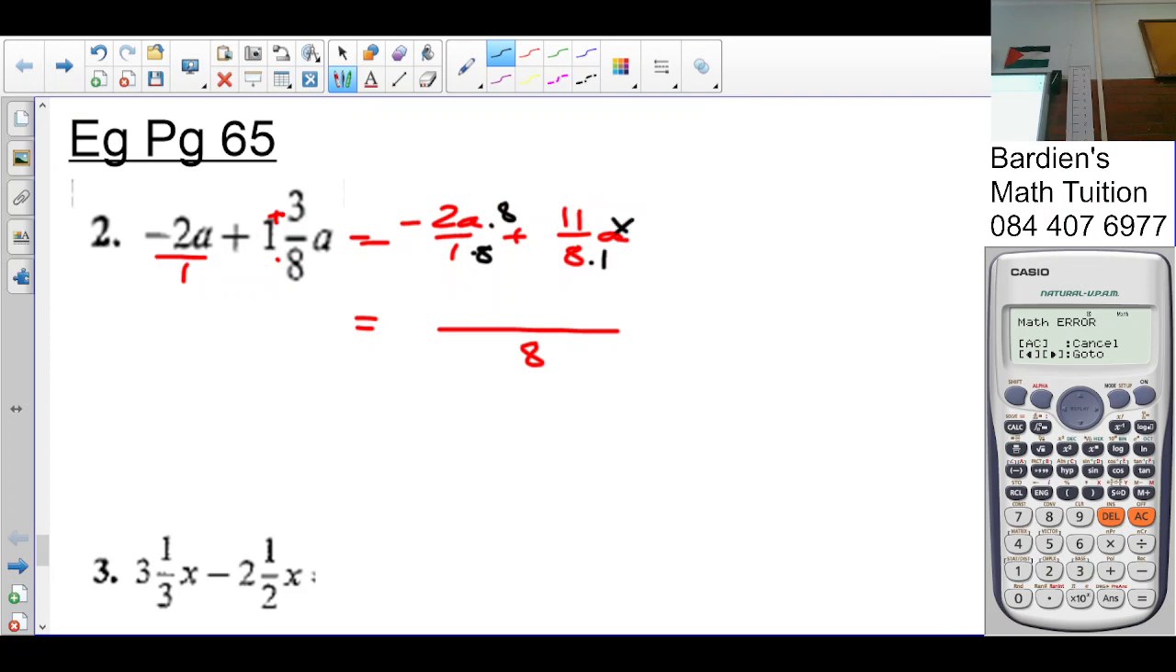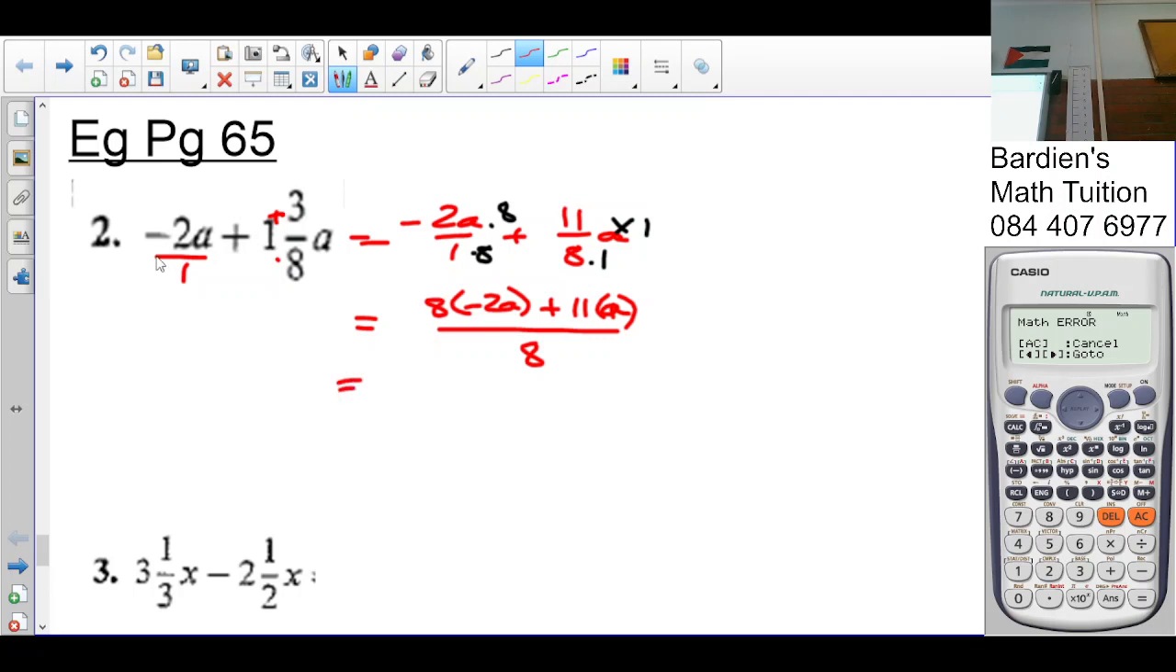1. Where does this A belong? With the 8 or with the 11? With the 11, okay? Down below. So that will give you 8 times negative 2a plus 11 times 1, over 8. You all agree with that? Any confusion? Am I moving too fast?